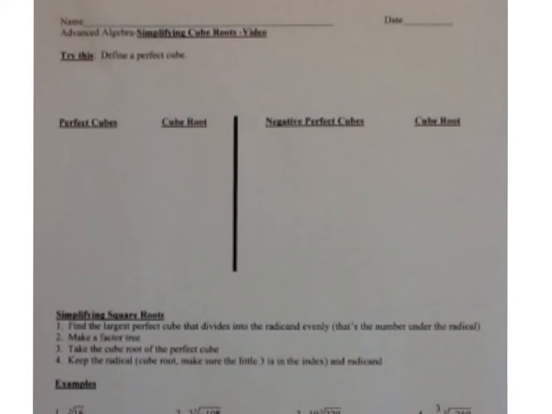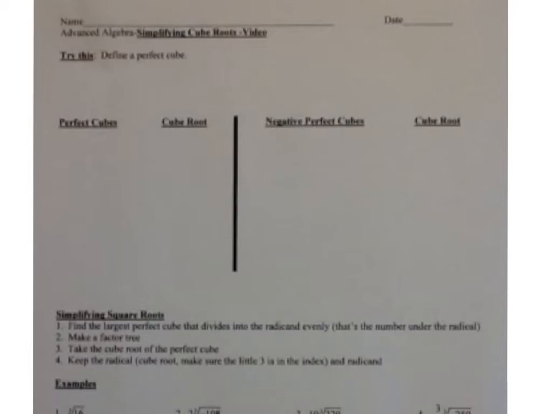So today what we're going to be working on is simplifying cube roots. Alright, so I'd like you to try this, which is define a perfect cube. So think about what a perfect square is. Okay, and the definition of a perfect cube is very similar, but think of what cube means. And then come back and check your answers.